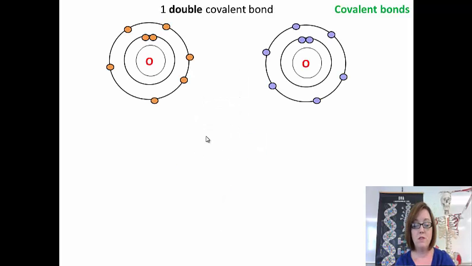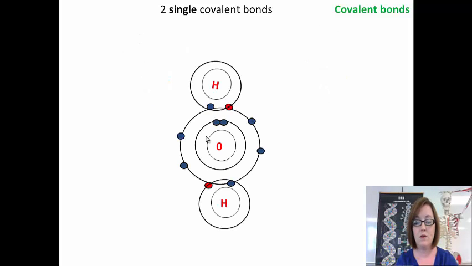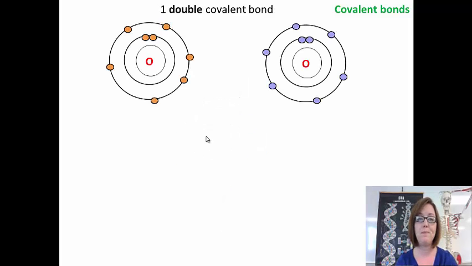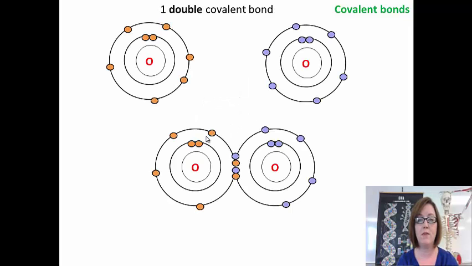So that was that previous example in water. Let me go back to that. These are also single covalent bonds. We see 2 single covalent bonds. Let's take a look at a double covalent bond, though. So I showed you this picture earlier.